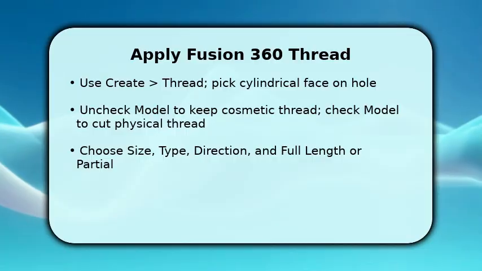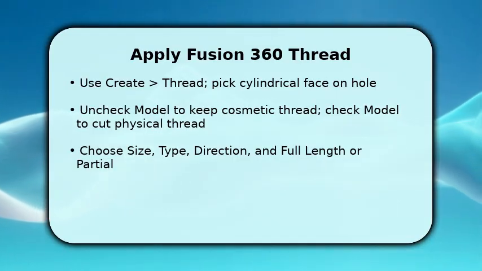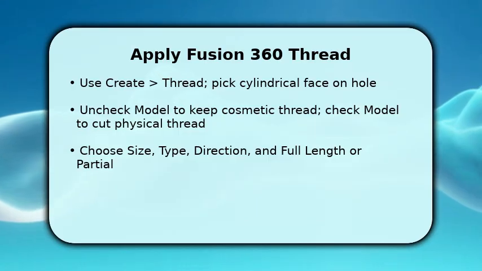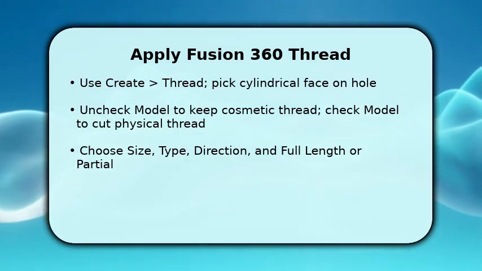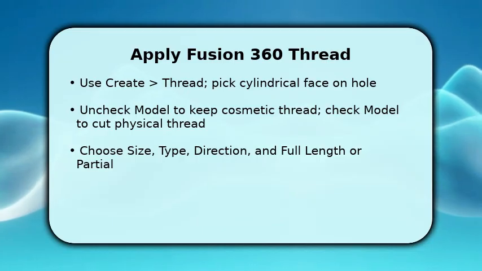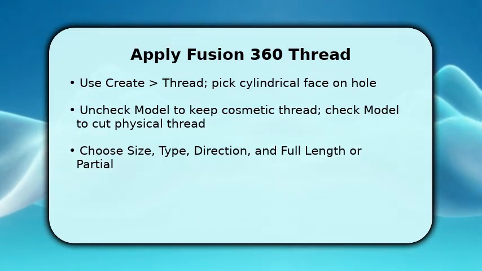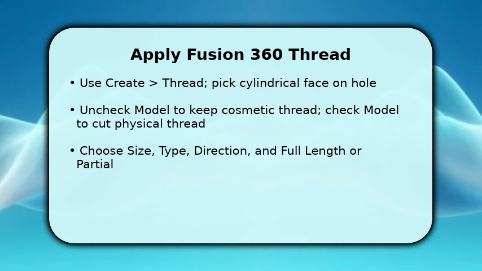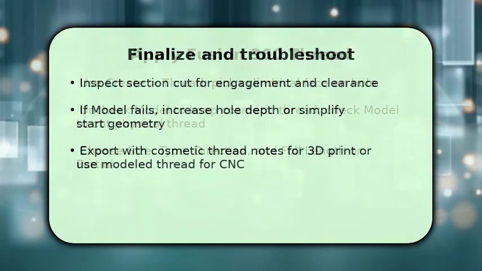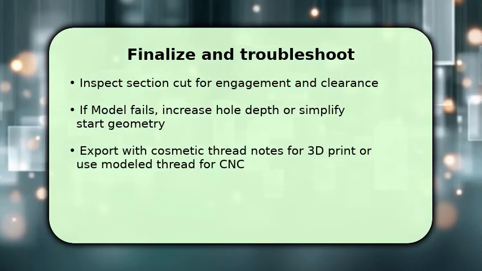Choose the thread standard, size, and handedness. Pick full length or set a specific length. Once parameters read correctly, apply the feature. Make sure the preview matches expectations before confirming so you don't generate excessive geometry. You finish by inspecting a section cut through the thread to verify engagement and root clearance.